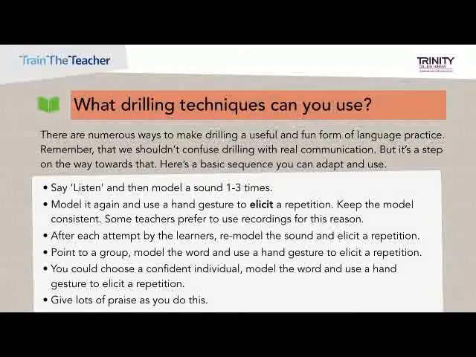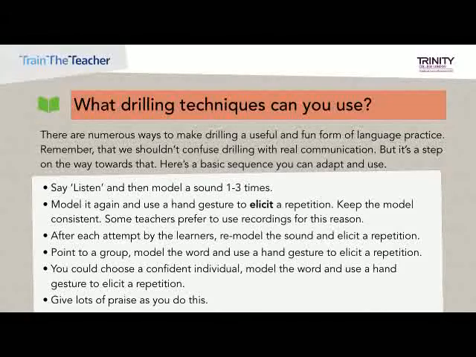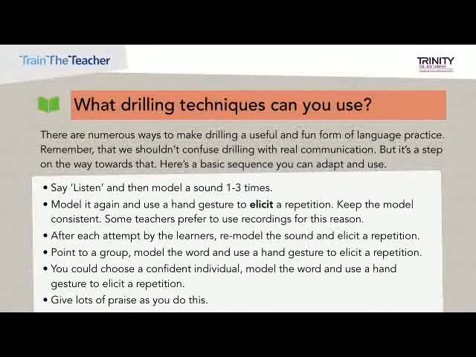So what drilling techniques can you use? Well, there are numerous ways to make drilling a useful and fun, and more importantly, meaningful form of language practice. Keep in mind that we can't confuse drilling with real communication, but it's definitely a step in that direction. So here's a very simple sequence that you can adapt and use right now.